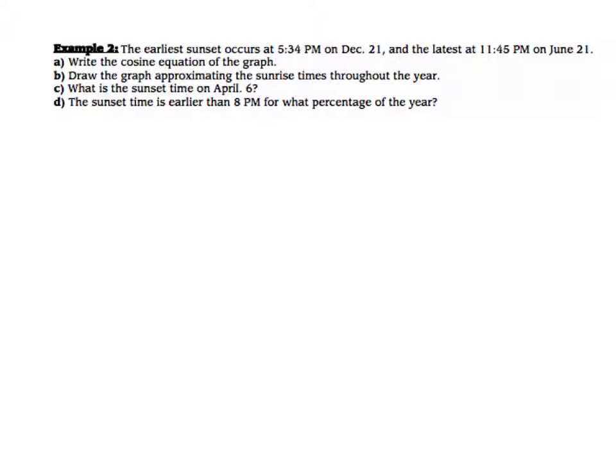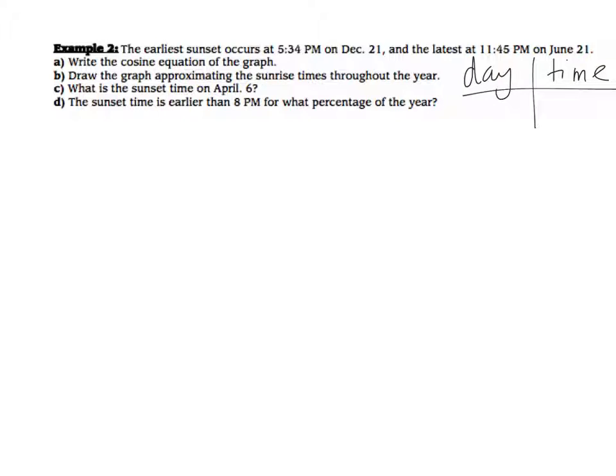So we're going to start by making a table of values and sketching a graph. It's easier to do that than to try to go straight to the equation. But we only actually have two values for our table of values. What are the variables here? We have the day and the sunset time. So we have the earliest sunset at 5:34 p.m. on December 21st.